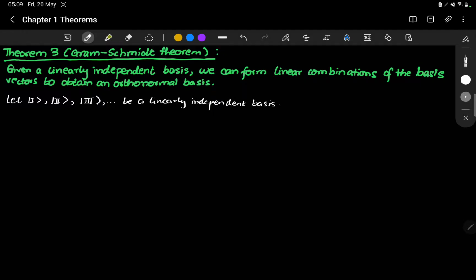So the first vector of the orthonormal basis would be given by taking the first vector of the old basis, which may not be orthonormal. We take that first vector and then we normalize it by its length. So this is the length of the first vector.